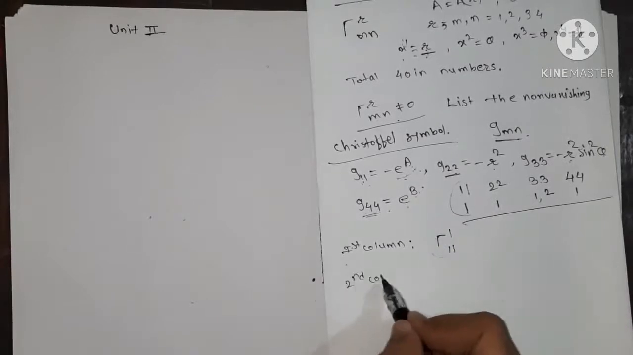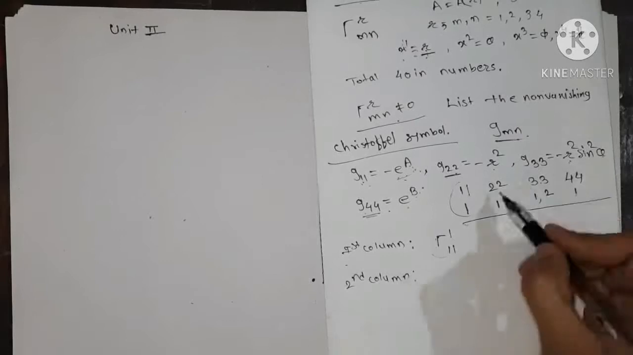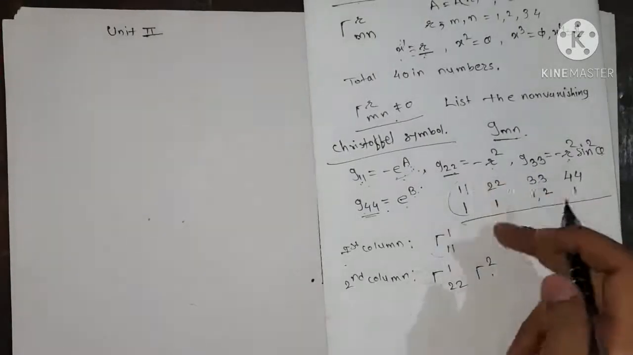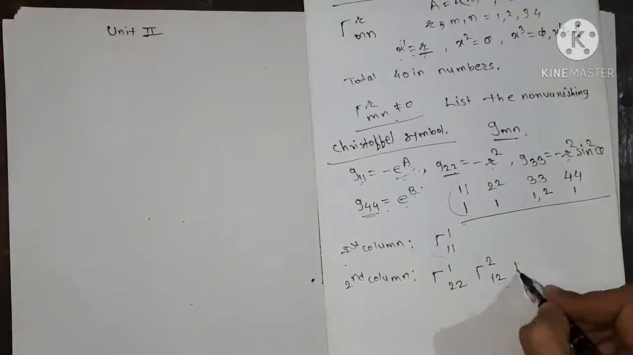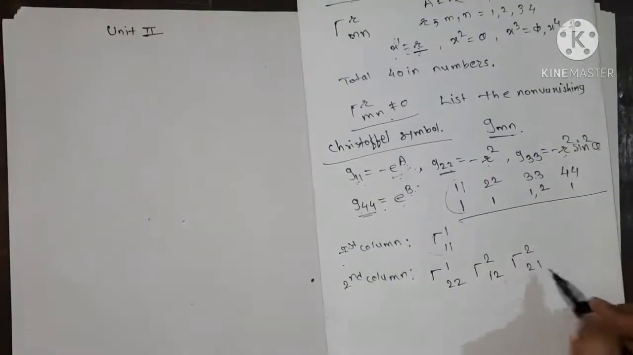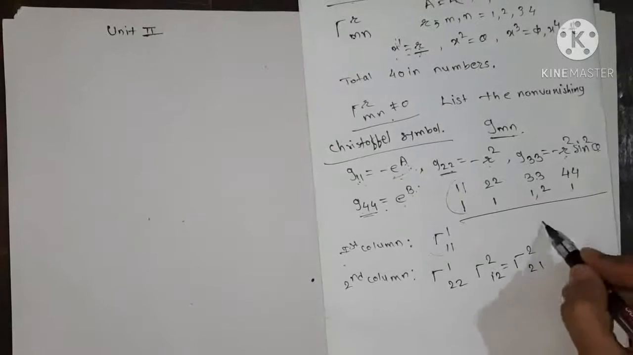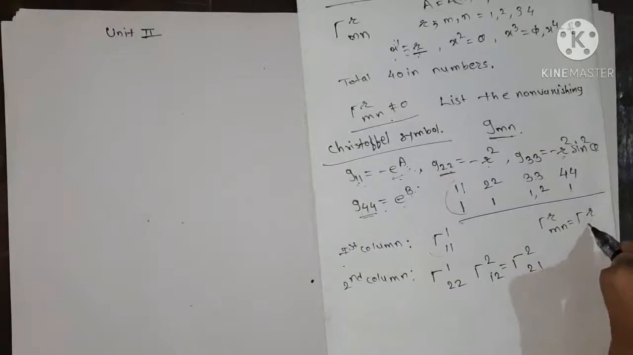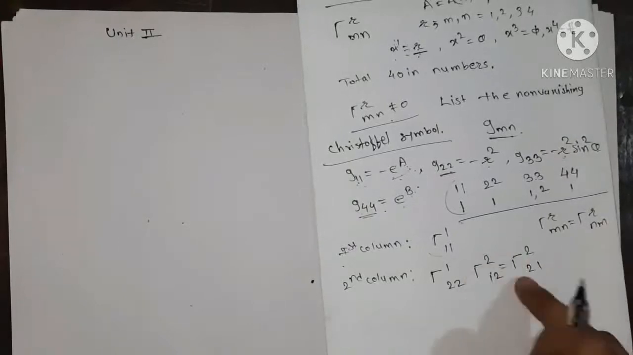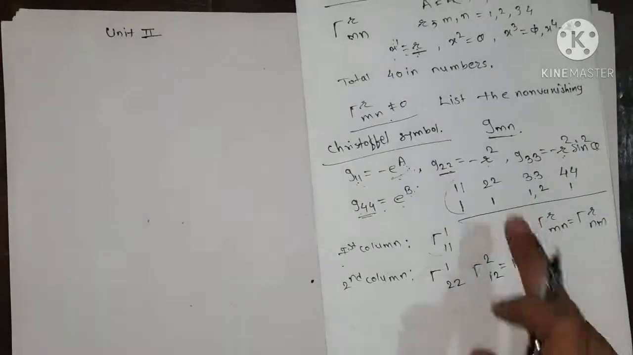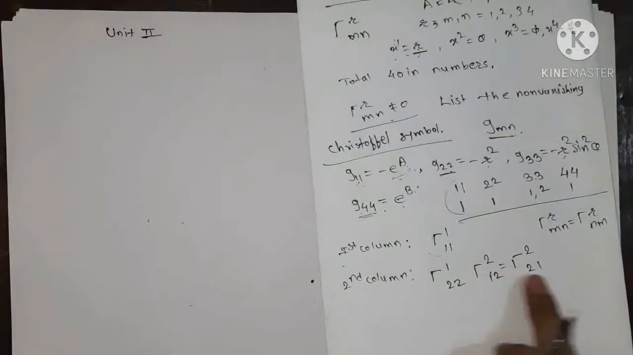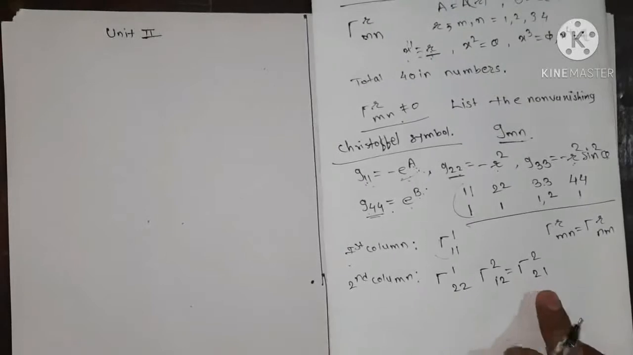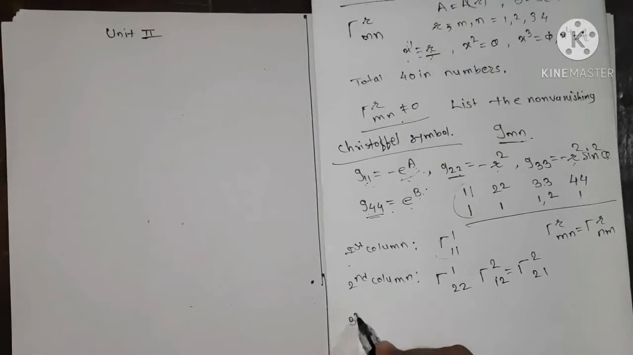From the second column, we have gamma of 1, 2, 2, gamma of 2, 1, 2 and gamma of 2, 2, 1. As we know, gamma of rmn equals gamma of rnm, so gamma of 2, 1, 2 equals gamma of 2, 2, 1. Is there any other combination? No, there is no combination other than this that can be formed. And thus we take the third column.